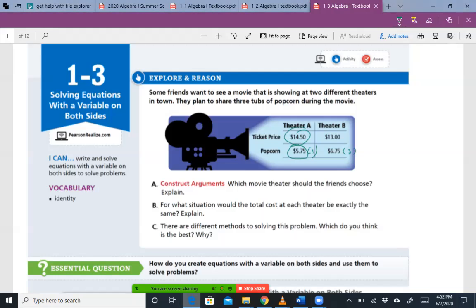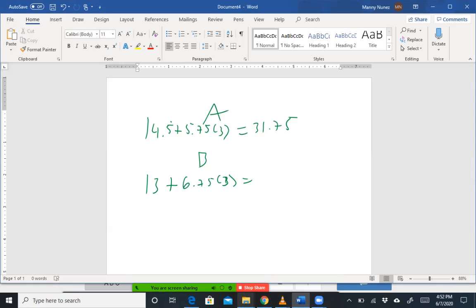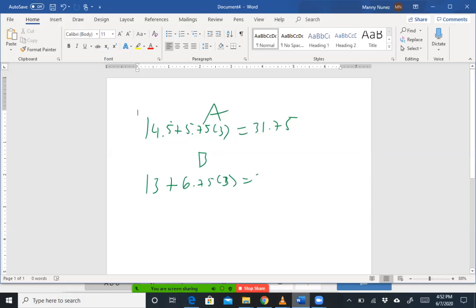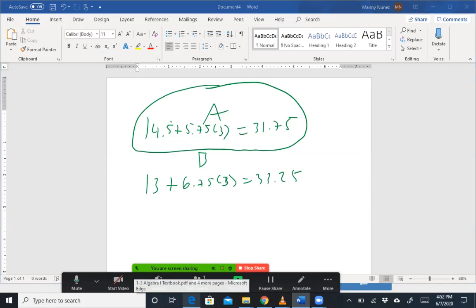Let's talk about now theater B. Okay, that's 13 plus 6.75, also multiplied by 3. Even though the ticket's cheaper, it's actually more expensive to buy some popcorn. So let's check it. 13 plus 6.75 multiplied by 3, $33.25. You're actually spending more. So theater A is cheaper because the popcorn is cheaper compared to theater B.